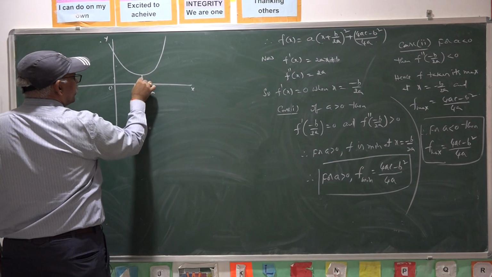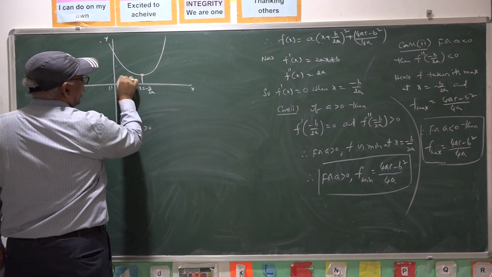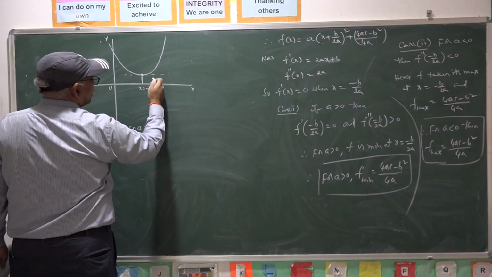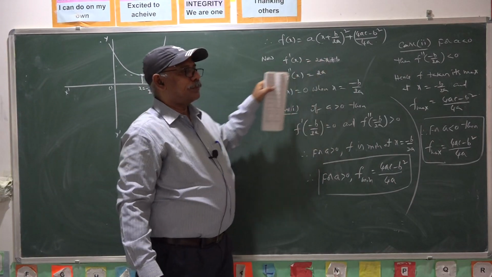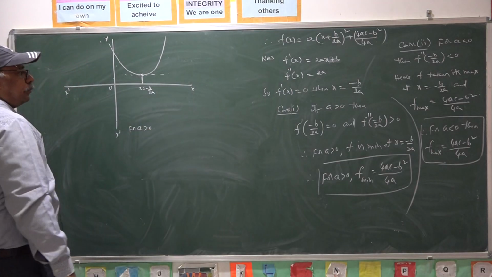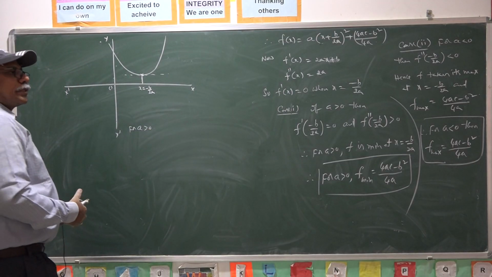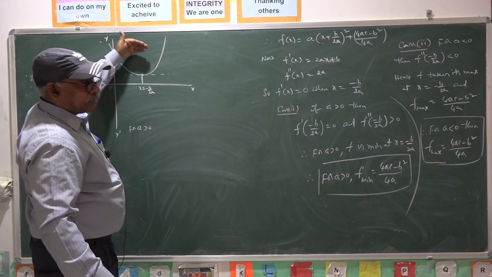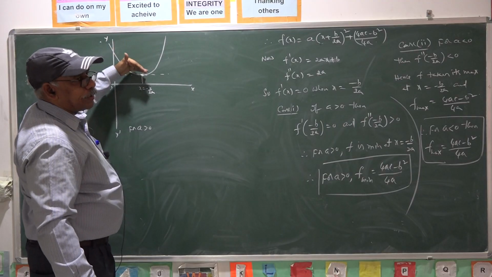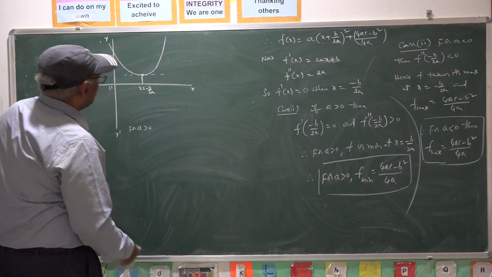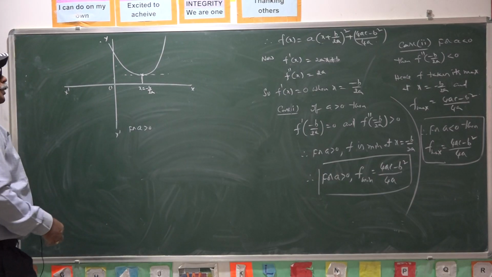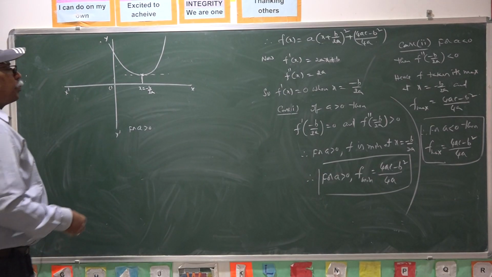This value is minimum. Here the tangent is parallel to the x axis, so f dash is 0 at this point. Moreover, the curve is completely above this tangent. This is the concave upward case. So the turning point is here.